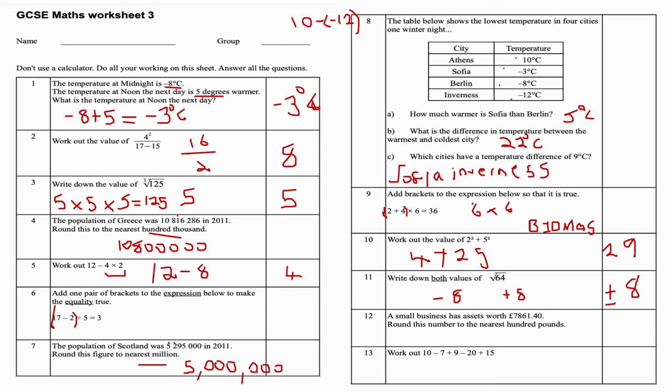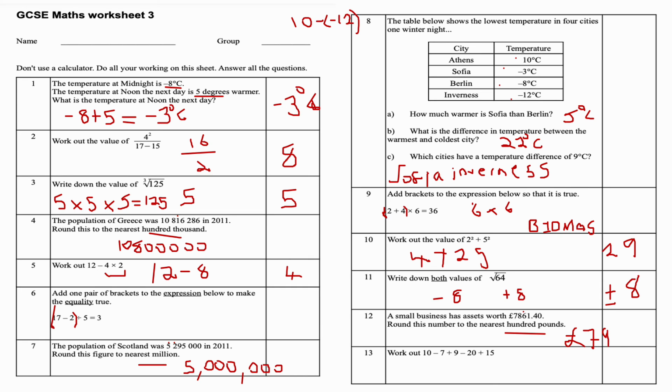This is question number 12, guys. A small business has assets worth £7,861.40. Round this number to the nearest £100. Okay, so it's going to be 7,900. Okay, because the 60, okay, rounds up the 800 column upwards.